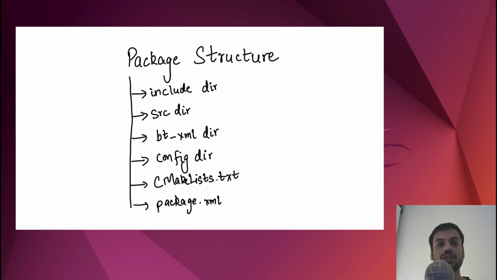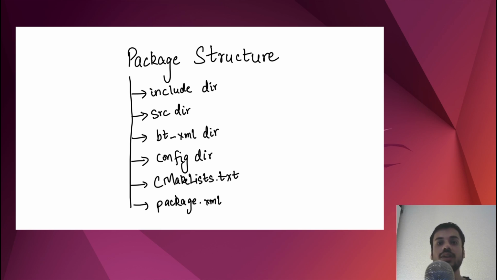Now let's look at the structure of this tb3_autonomy package we will create. The first one is an include. Since we are creating a C++ package, you will have all the headers you create for your own code. src is where the definition of your core functionality resides. Launch is where you'll create a launch file. bt_xml is where you will create the XML file for your behavior tree. That's the behavior tree I just showed you now.